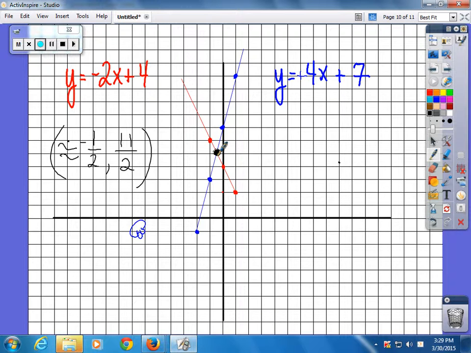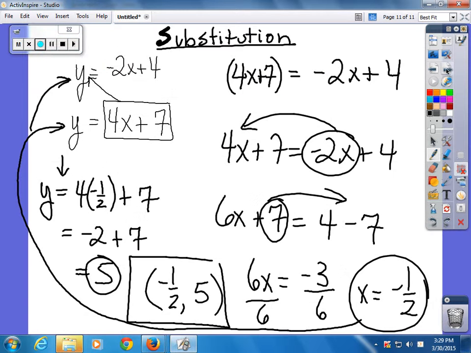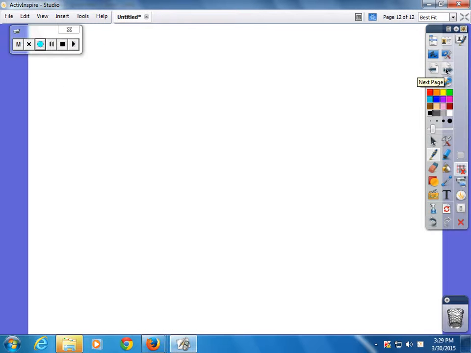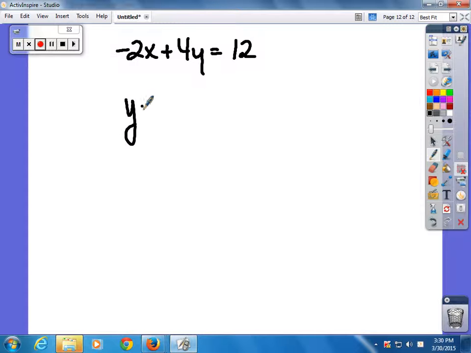Okay? So let's move on and do another substitution. Let's do one that's written a little bit different. Let's do negative 2x plus 4y is equal to 12, and y is equal to negative 3x plus 2.